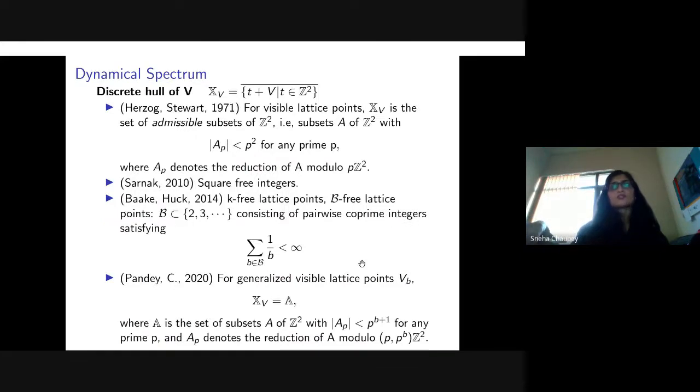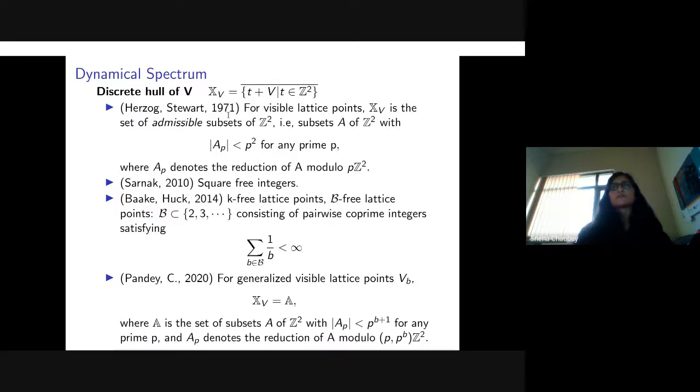Okay, so what do I mean by this dynamical property? For that, I will have to define some notions. So you have this X_V, which is also called the discrete hull. For us, V is V_B. Sometimes V is the visible lattice points, sometimes it's the square free integers, and similarly, in our case, it's the set of generalized visible lattice points. So this is the discrete hull of V. It's basically a translation closure of the translated sets of visible lattice points.